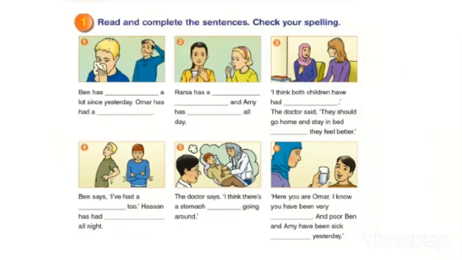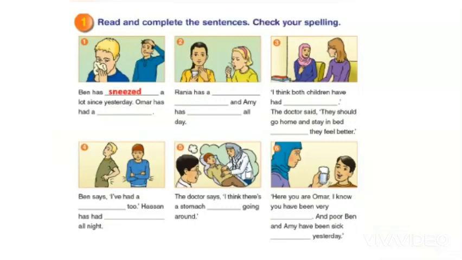Let's read the question. Read and complete the sentences. Check your spelling. Here I want you to complete the sentences with correct words. The pictures can help you to find the correct answer for the sentences. You have 2 minutes to answer, then you can check your answers with me. Now, let's check answers. Let's start with number 1.